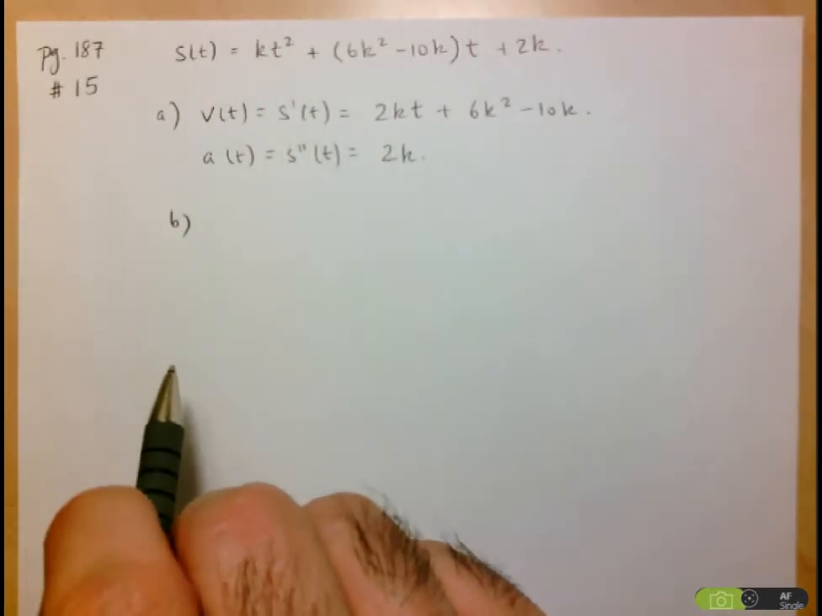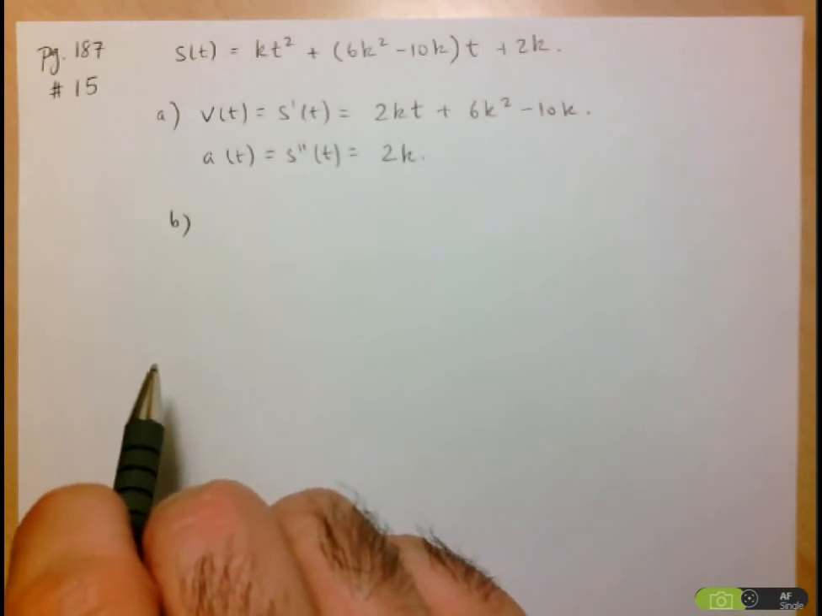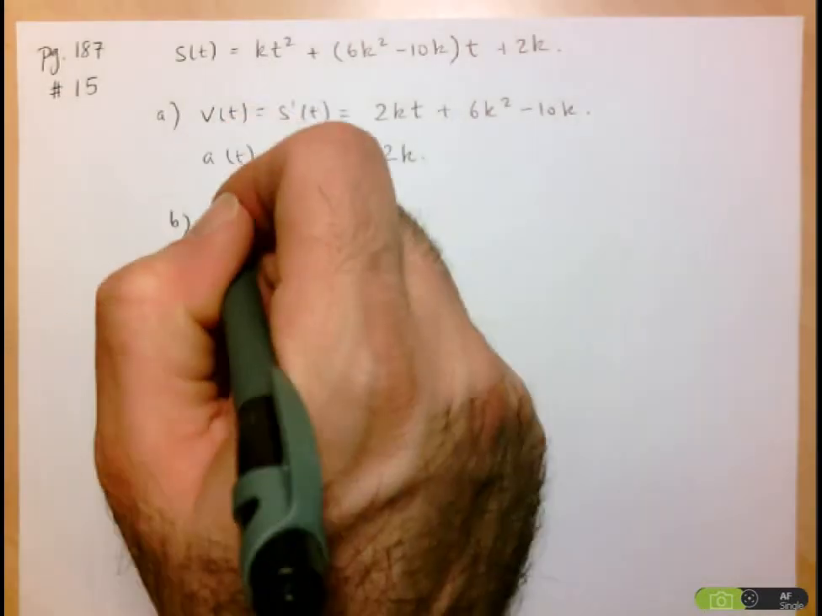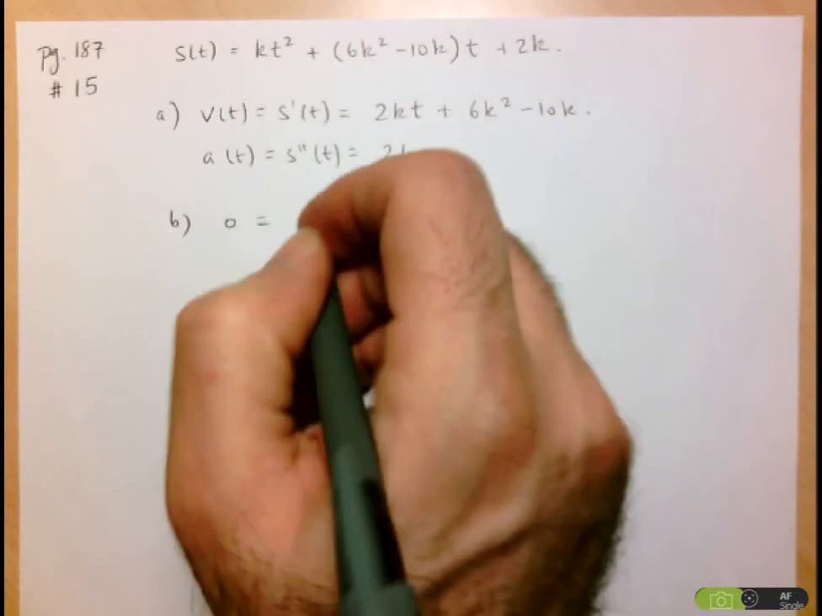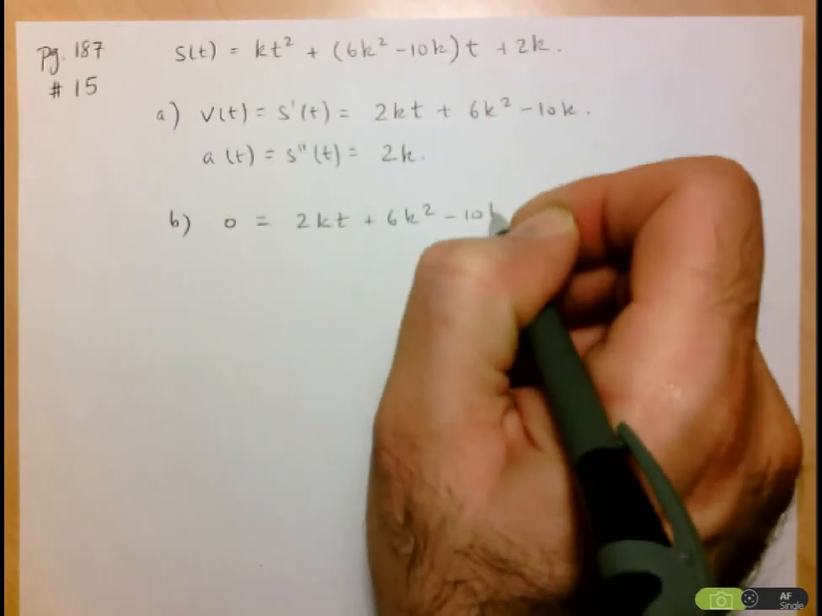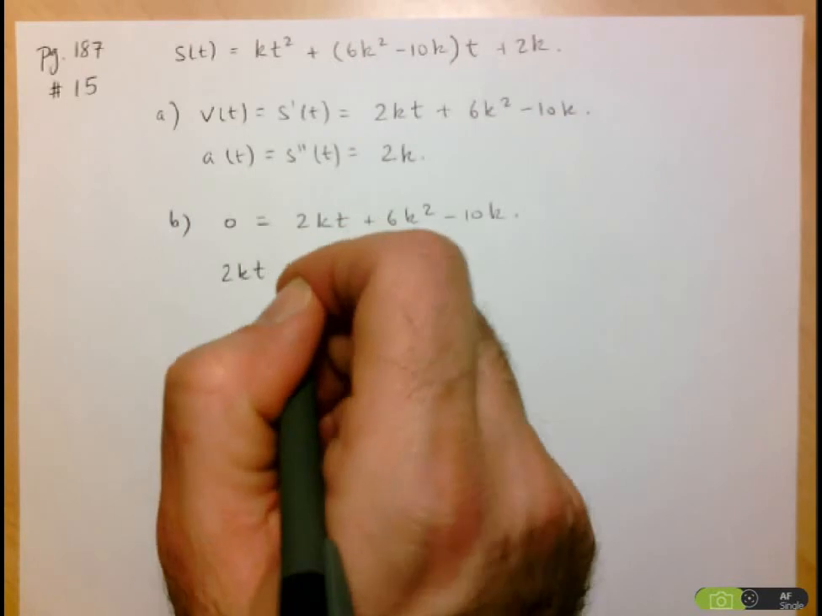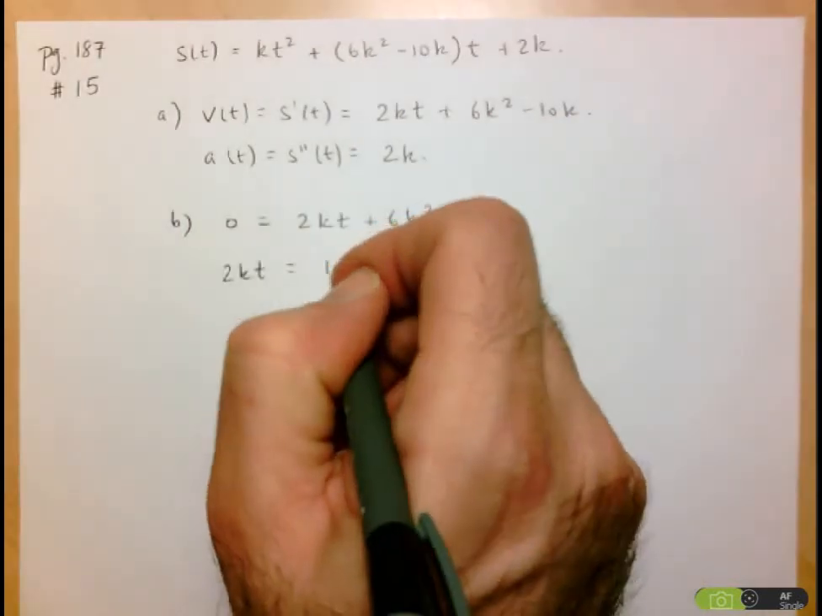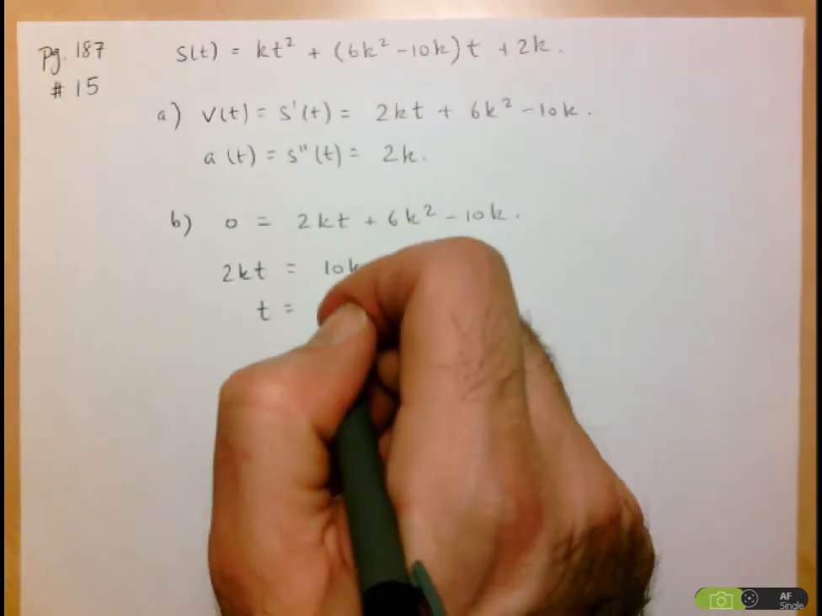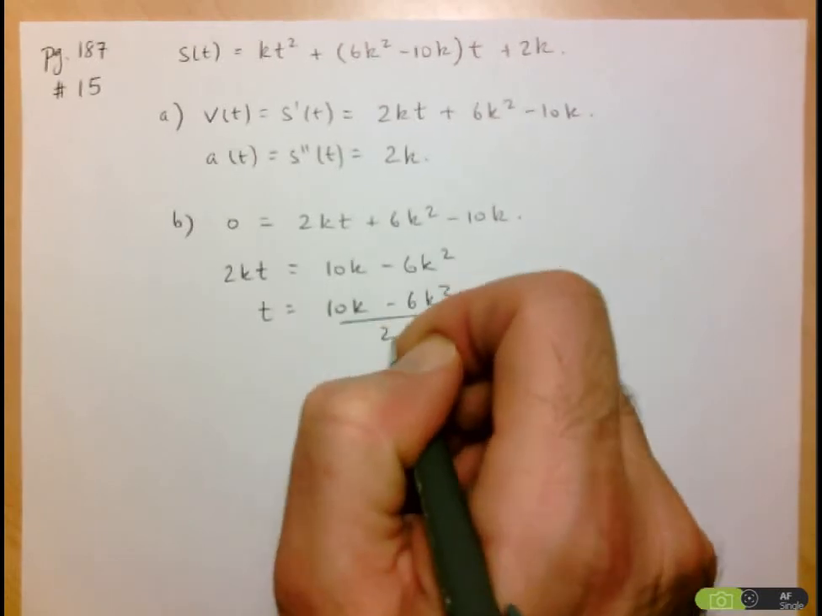Okay, in B, it says find the time at which the velocity is 0 and determine the position of the object when this occurs. So we already have the velocity. Okay, so I'm going to set that to 0, and here we've got 2kt plus 6k squared minus 10k. So let me solve for t. So I'll keep the 2kt here, and I'll bring those to the other side. So I've got 10k minus 6k squared, and so t is 10k minus 6k squared over 2k.